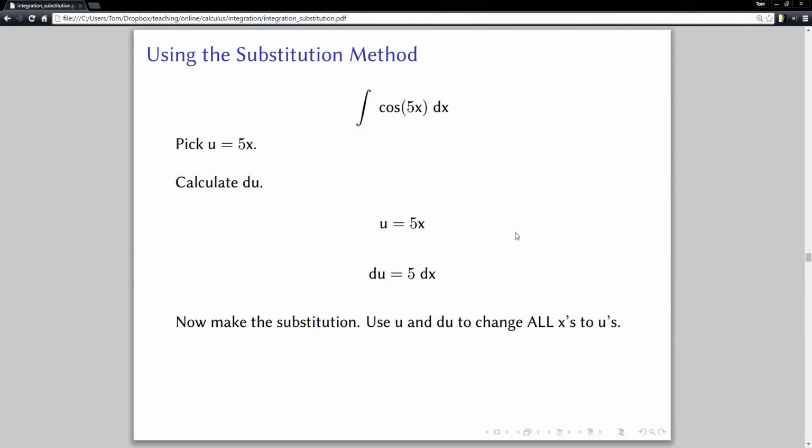Okay, so now what we're going to do is make the substitution. We're going to use this equation here, the u is how I usually refer to that, and du, this equation right here, to change all of the x's to u's. All right, you don't get to change some x's and leave some x's and change some to u's. Every instance of the variable x in the problem must be changed to a u. So that includes this x in here, or 5x in here, and this dx also, right? So that's what the dx and the du serve as: they tell you how to switch the dx over here to du.